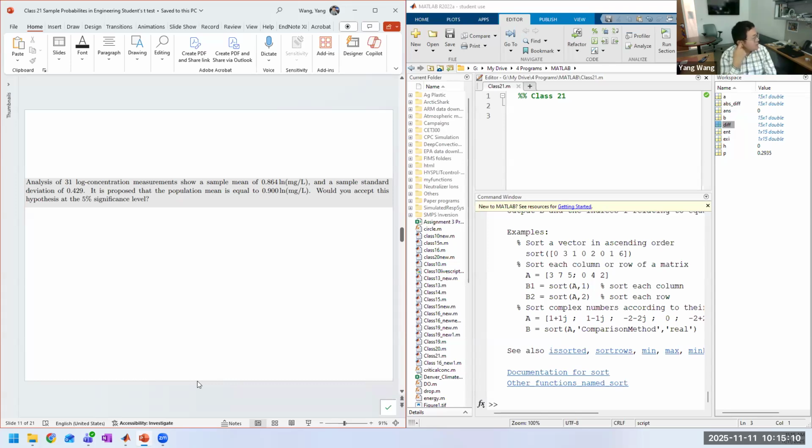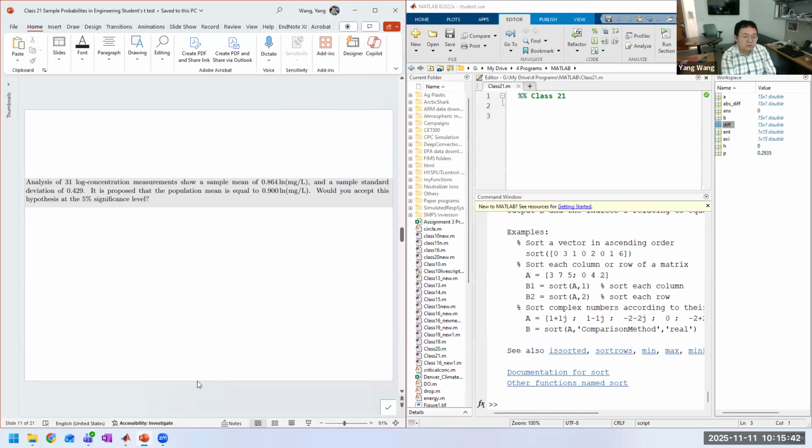So here, this is more like a drug test, right? For pharmaceutical application. Basically we took 31 samples, and it turns out that the mean is 0.864, standard deviation 0.42. And then our target, right? We're telling the customer that the concentration of this drug is 0.9. And then should we accept this result? Right, 5% significance level means a 95% confidence level.